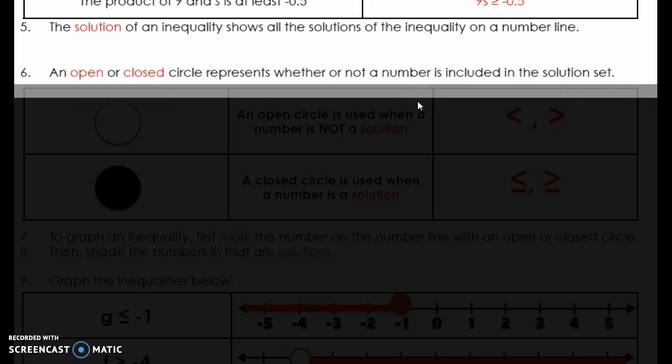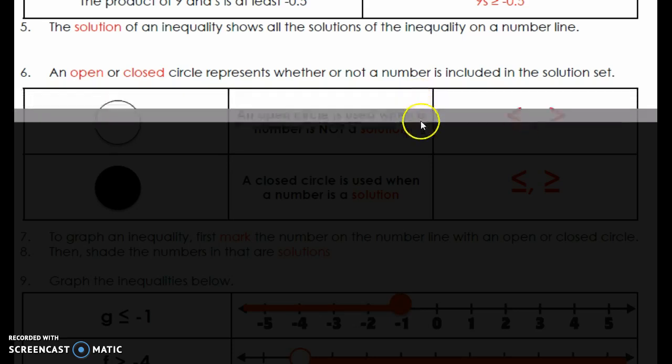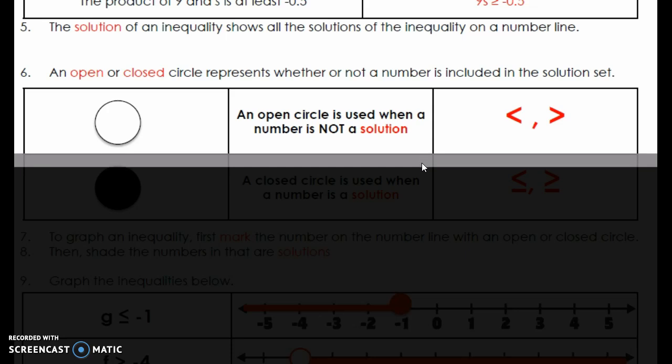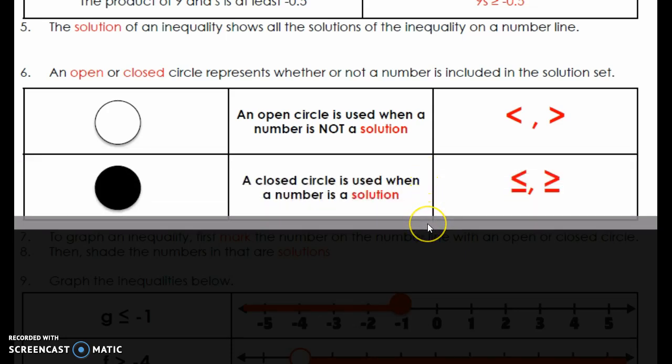An open or a closed circle represents whether or not a number is included in the solution set. So do you remember from last year, if you had an open circle, that means the number is not part of the solution. The only two times when you're going to use the open circle are in a less than or a greater than sign. Not when you have the equal sign underneath, because an equal sign says we could also have that exact number also. It's included. So a closed circle is used when a number is part of the solution. Make sure you're writing down everything in red.